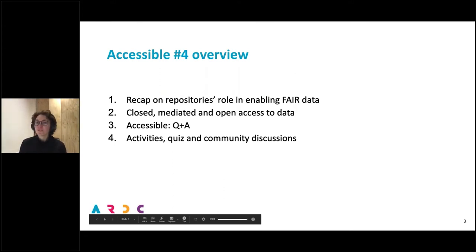So the overview for today is that I'm going to look at recapping repositories' role in enabling FAIR data, look at some examples of how different repositories mediate open and closed access to data, and then we'll have a little Q&A session and finish up with any questions you might have around the activities, quiz, and community discussions for this coming module, okay?